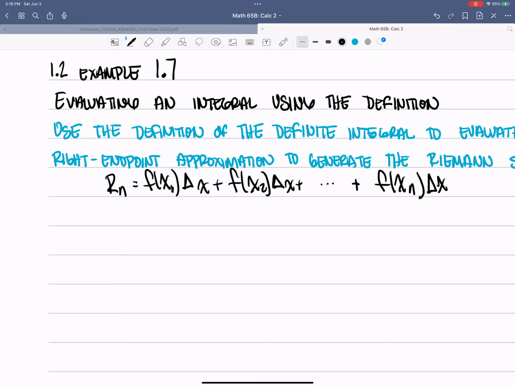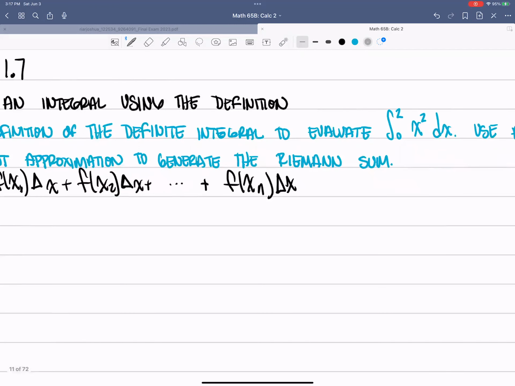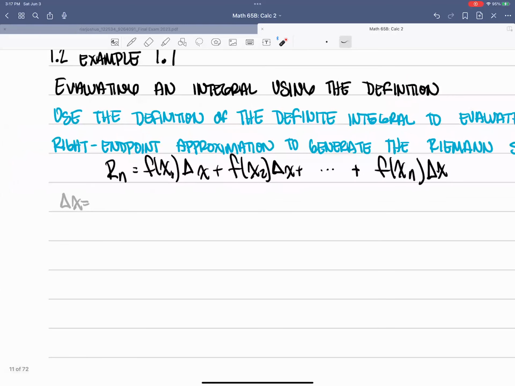I don't know exactly where to start from here, but generalizing from what we did in the past, we started out with finding out what our delta x is. So we could start with that. Our delta x is equal to b minus a over n. In this case, we're evaluating from 0 to 2, so this is going to be 2 minus 0.